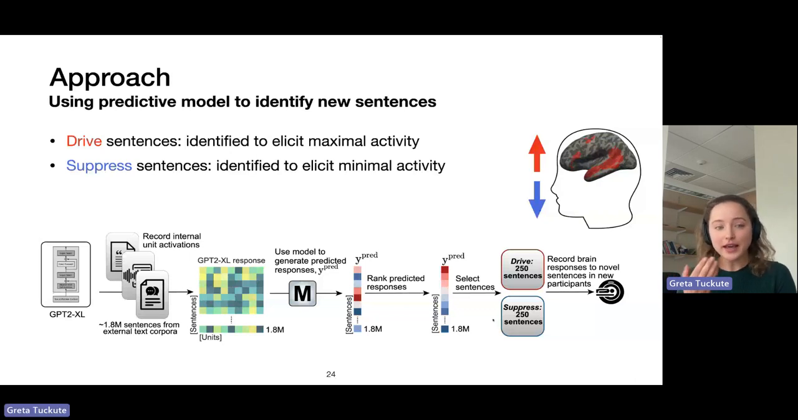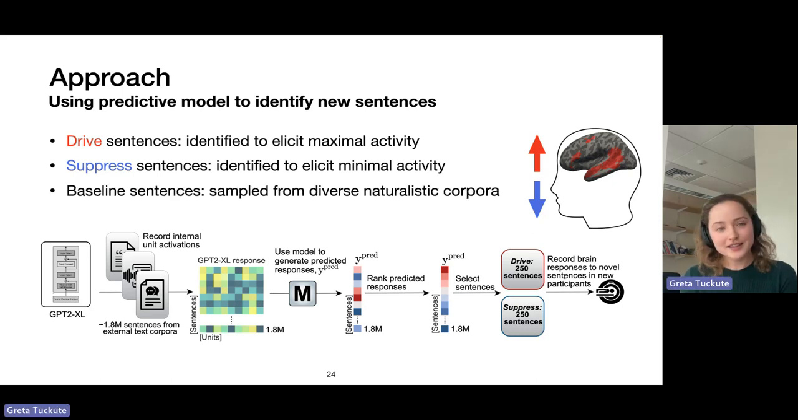So that means that we are asking, can we use these model-selected sentences to drive or suppress responses in the brains of new participants? And this can be thought of as a type of non-invasive control of brain activity. And you might imagine that this could be tricky, because we are trying to generalize to new individuals, and also we are operating in the domain of language, and the language network extracts abstract meaning representations, which is, of course, a tricky thing to model. In addition to these drive and suppress sentences, we also collect data for these baseline sentences, which are 1,000 sentences that are sampled from various naturalistic corpora.